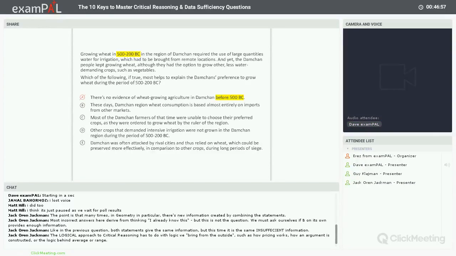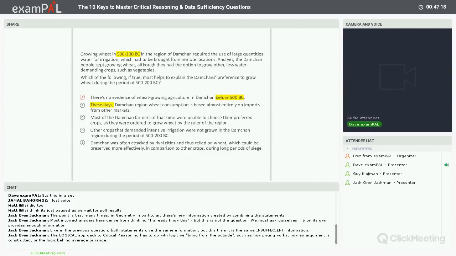Irrelevant. All right. Option B is similarly irrelevant because it describes something these days, right? I don't even have to read the whole answer choice. Just knowing that it talks about these days means it probably isn't going to be relevant to the era of 500 to 200 BC.